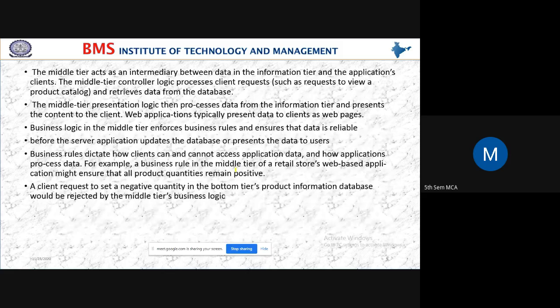So the business logic, this middle tier, enforces the business rules and ensures that the data it is showing is reliable. We can trust the data. Before the server application updates the database or presents to the user, before it presents to the client, the business logic layer makes sure whatever data it is showing to the customer is correct. The users can rely on the data.